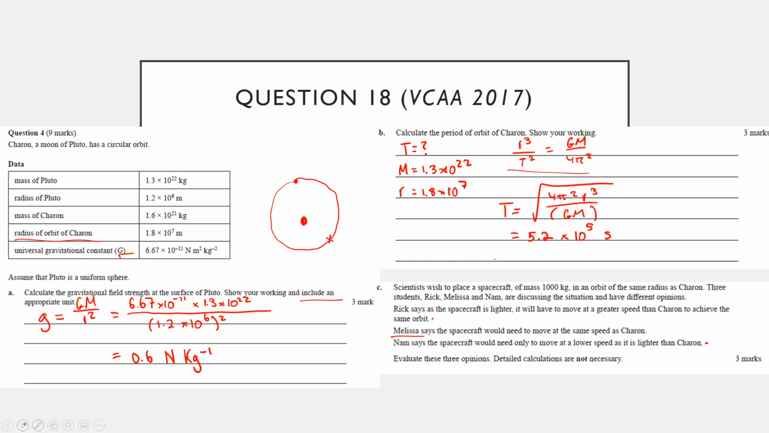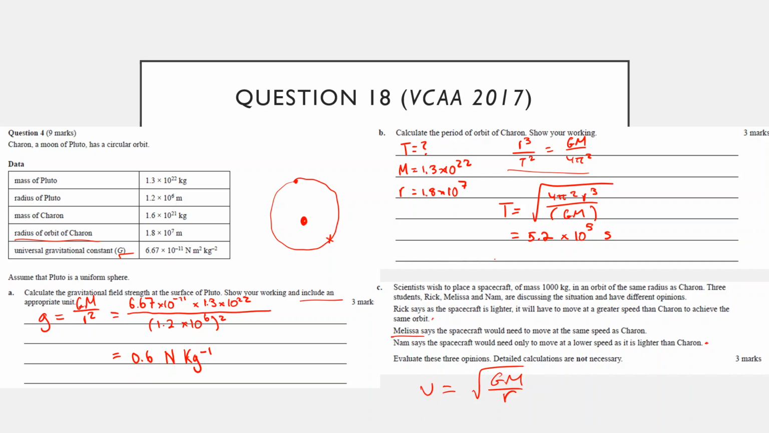Now because this spacecraft is going to be at the same orbital radius as Charon, they're at the same distance, so r hasn't changed. They're still orbiting the same thing, Pluto, so the mass hasn't changed. So that means the speed is going to be the same. There you go. So you say Melissa is correct because v equals the square root of GM on r. It does not depend on the mass of the satellite. Therefore, the other two responses are incorrect. There you go. That's your 3 marks.